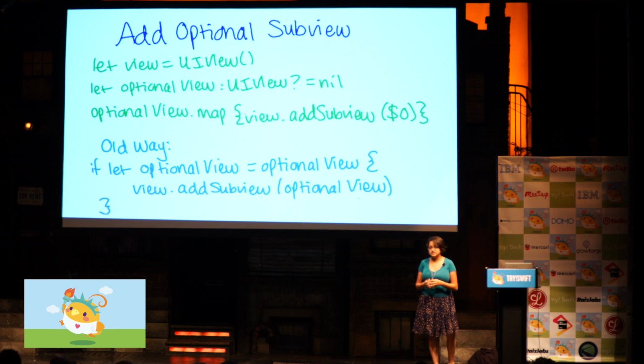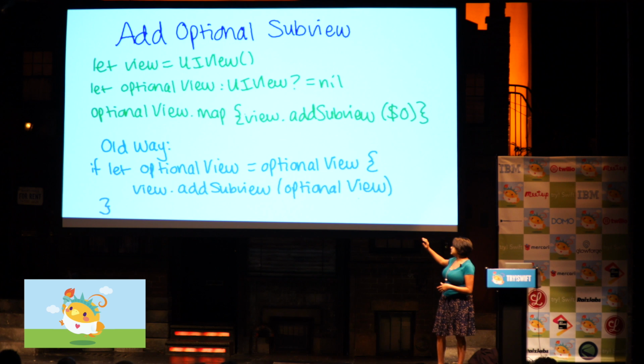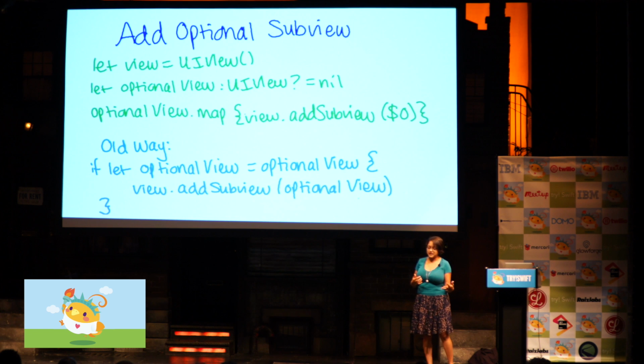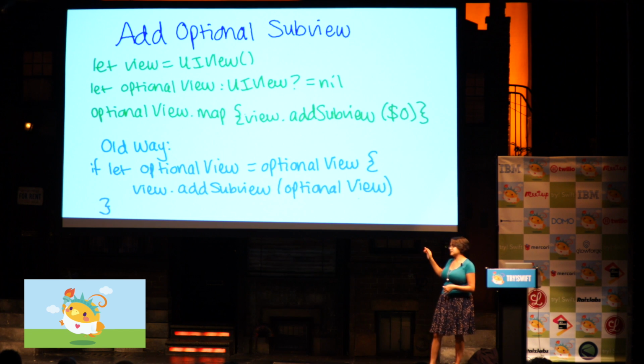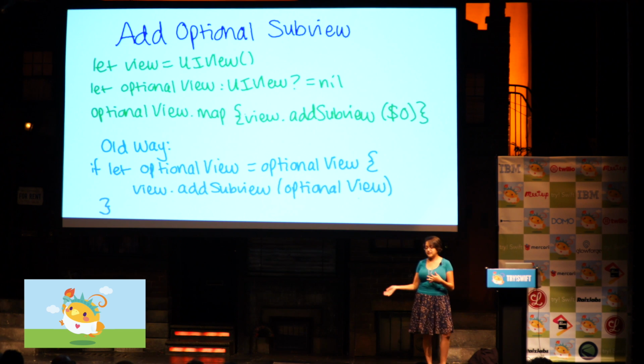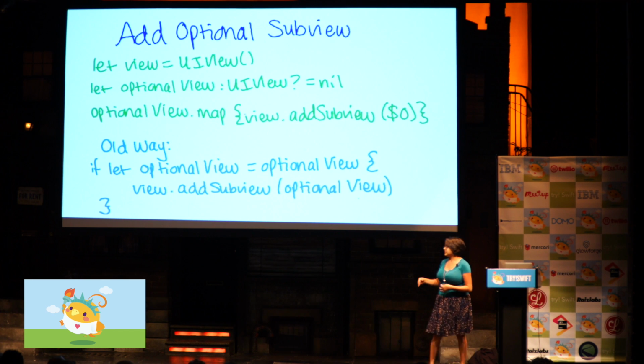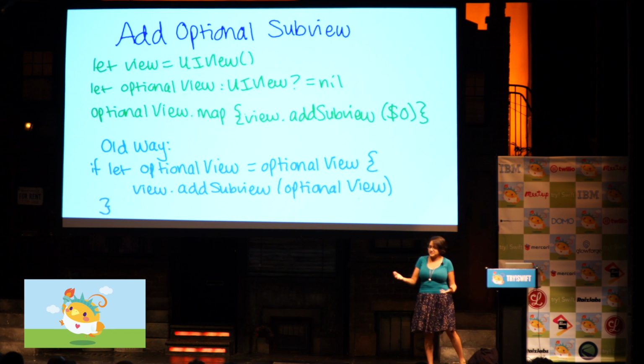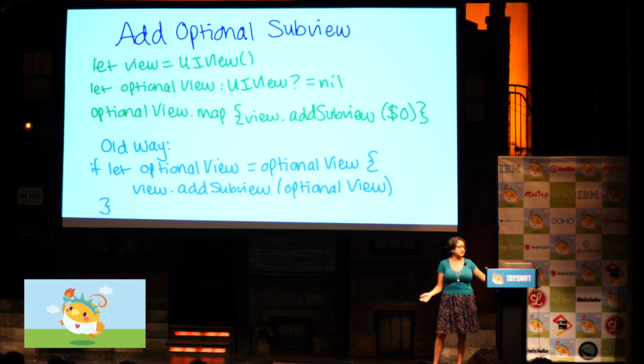Similarly, if I wanted to, say, add an optional subview, we could do a map on that, and if the optional subview didn't exist, nothing would happen. The old way would be doing something like if let optional view equals optional view, then view.add subview. This just makes it kind of simple and in 1 line: do this thing if it exists. If it doesn't exist, then just kind of drop it on the floor.